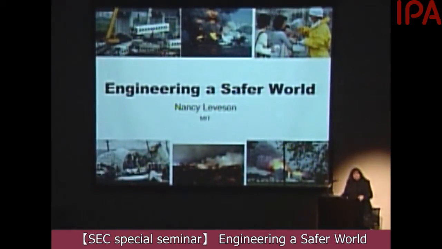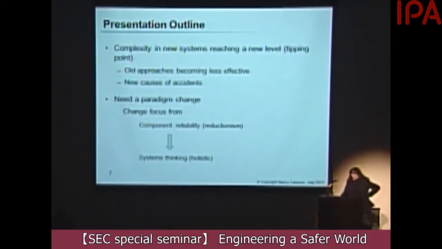As you were told, I'm going to talk about a new approach to designing safety into systems, especially software-intensive systems. I'm first going to talk about why we need it, which is that complexity in new systems is reaching such a level, a tipping point, where the old approaches are becoming less effective. In addition, there are many new causes of accidents. The result is that we need a paradigm change. We need to change the way we build these systems and change our focus from component reliability to systems thinking.